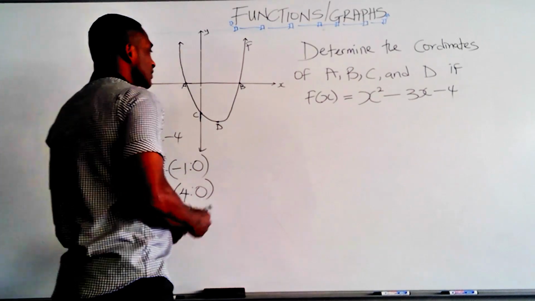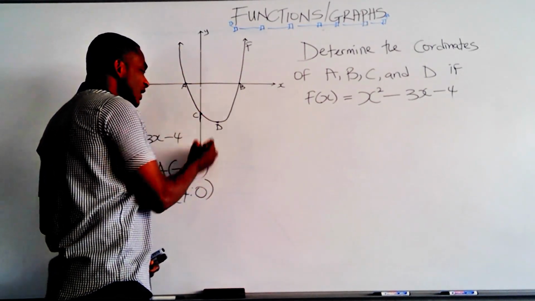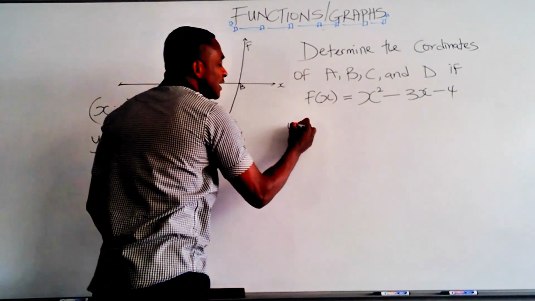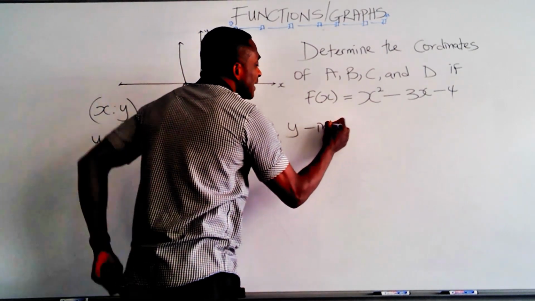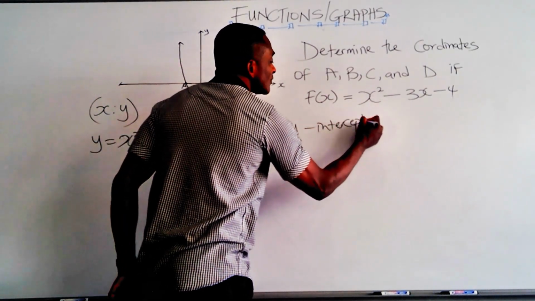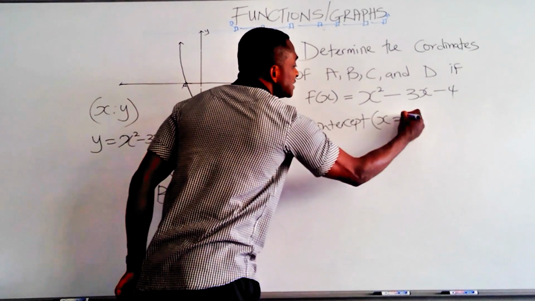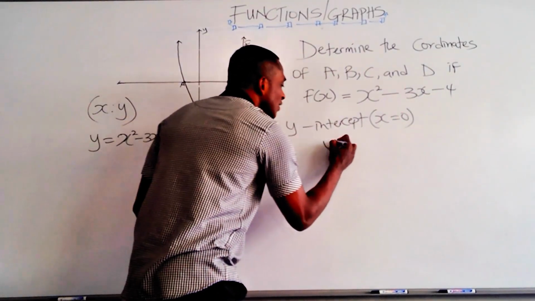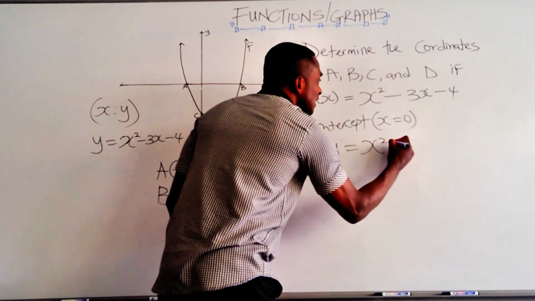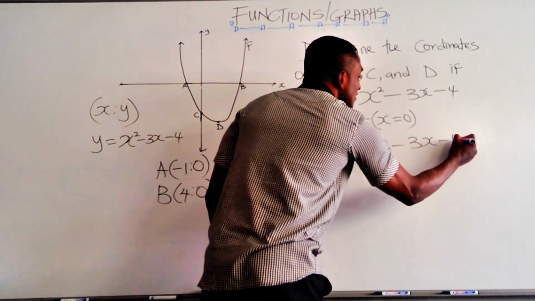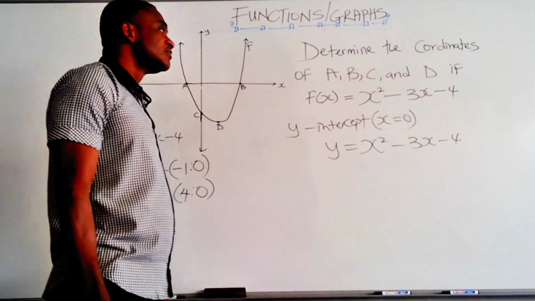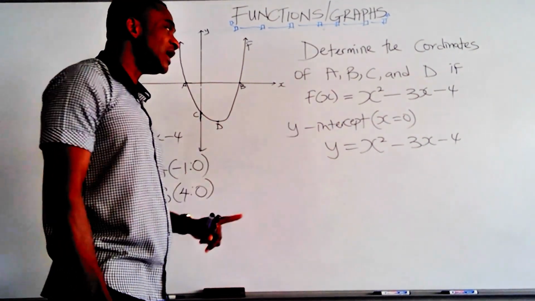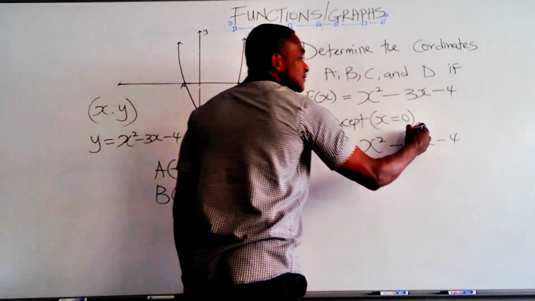For C, C is touching the y-axis. So, in a nutshell, C is the y-intercept. At the y-intercept, it says make x 0 in the given equation. This is the given equation: y equals x squared minus 3x minus 4. Make x 0 to get your y-intercept.